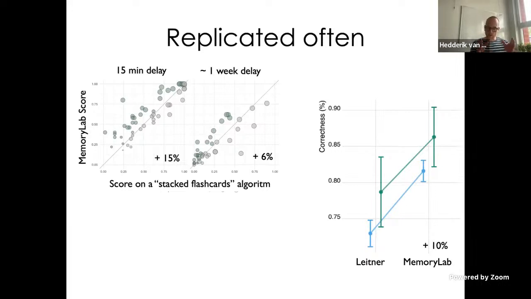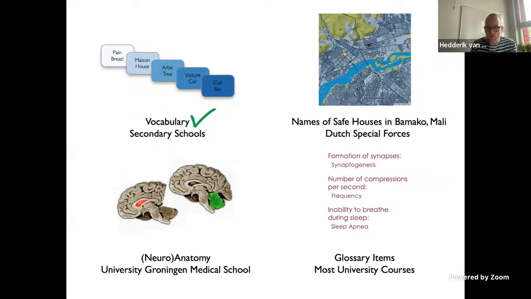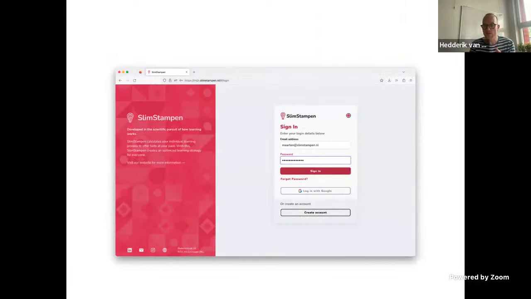So by using the same amount of time to study, just changing the sequence in which items are presented, you can have better learning outcomes of 10 to 20%. And this doesn't just work for vocabulary, it also works for toponyms, it works for neuroanatomy, it works for glossary items. And it can very easily be used in an online interface.